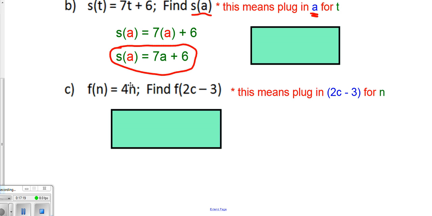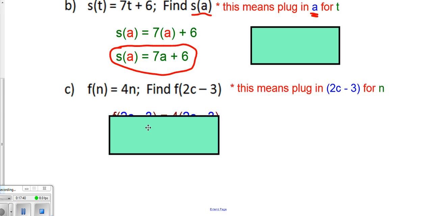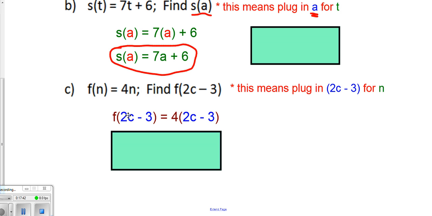In this function, we have f of n equals 4n. And we want to find f of 2c minus 3. Now again, this means we're plugging in 2c minus 3 for n. So everywhere we see an n value, we replace it with 2c minus 3. So f of 2c minus 3 equals 4 times this amount, 2c minus 3.